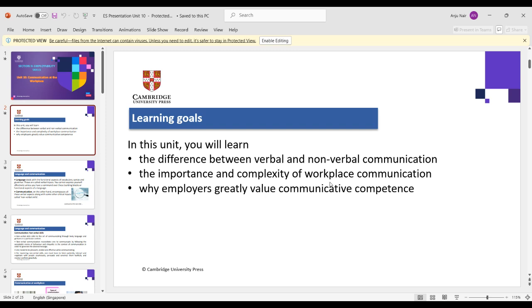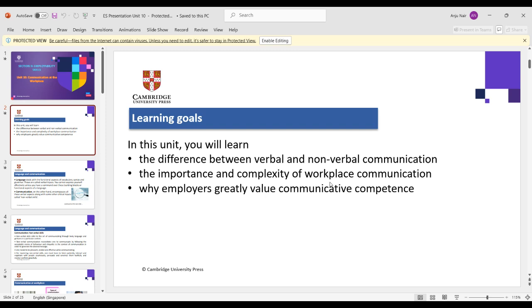Why do we say that? It is very crucial. It is very intricate because it is something beyond what we know. Maybe there are certain standards, certain levels that exist in organizations. So, understanding the importance and complexity of workplace communication.